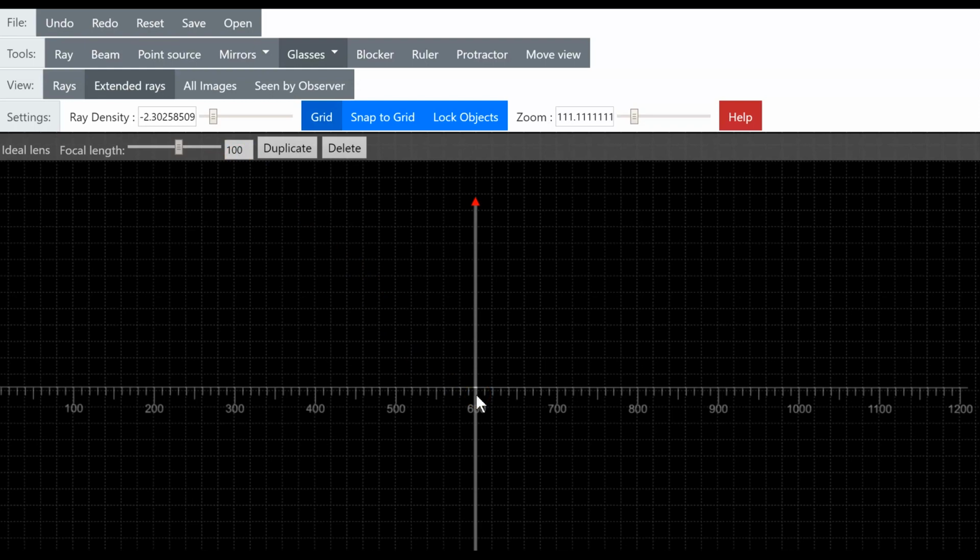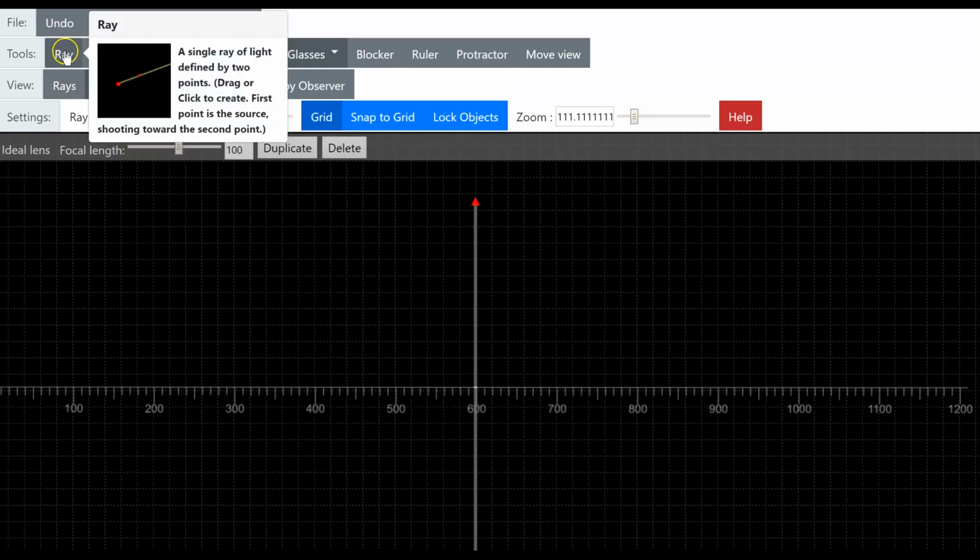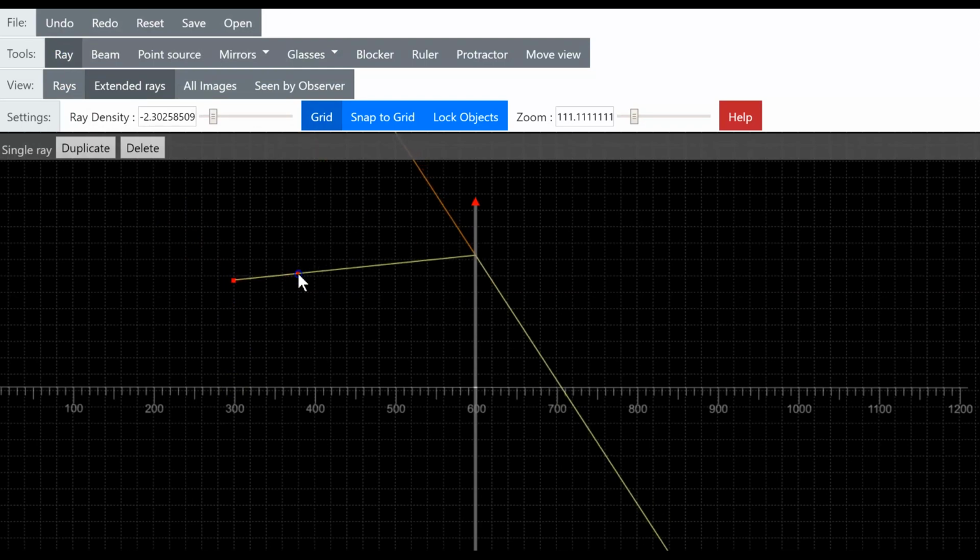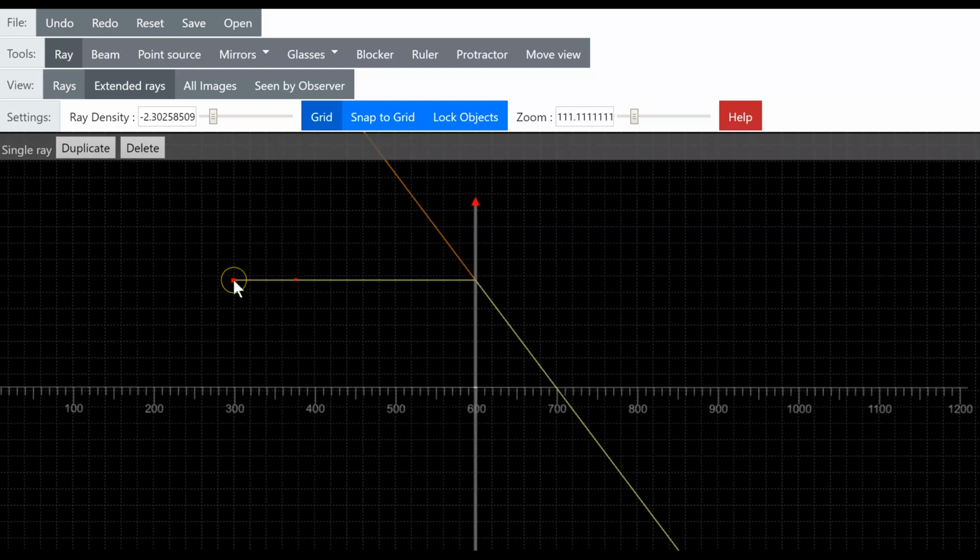An object has two things. It has a distance from the lens, and it has some height. For the sake of argument, let's say that the object is going to be 300 centimeters away. So if I come in and I pick on a ray, I have a point here, and so you could see that this point here is at the 300 centimeter mark, but it also has to have some height.